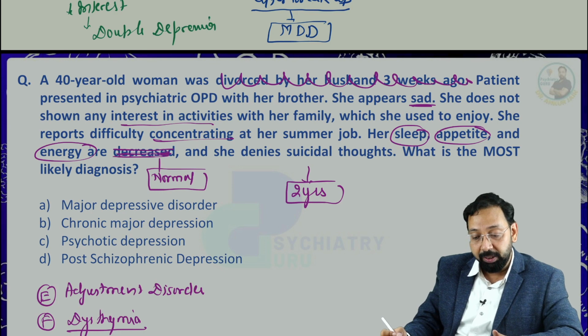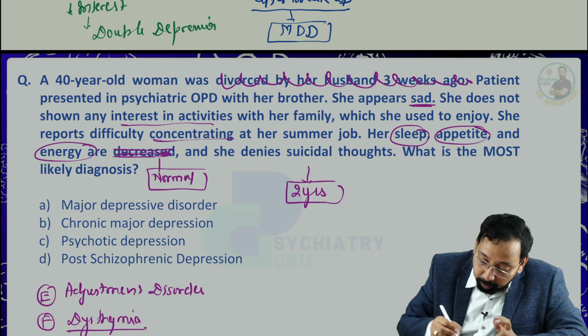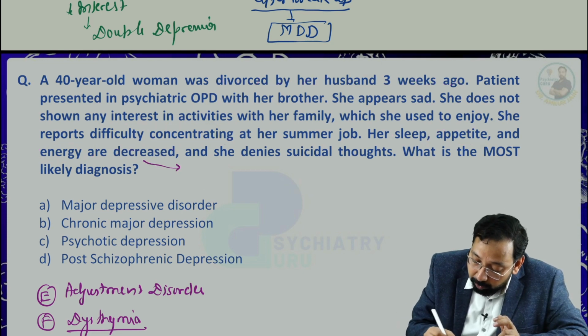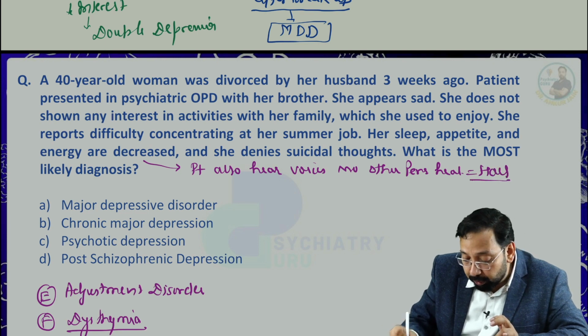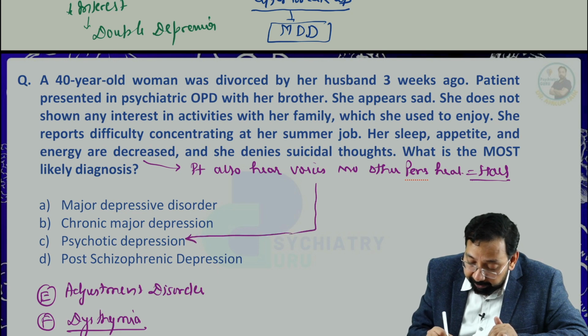Dysthymia. Got the point? So a little change can change the answer. Suppose in the same question I don't change anything, but add only one thing: the patient also hears voices, with no other person there. It means hallucination is present. The diagnosis would become depression with psychotic symptoms, psychotic depression.